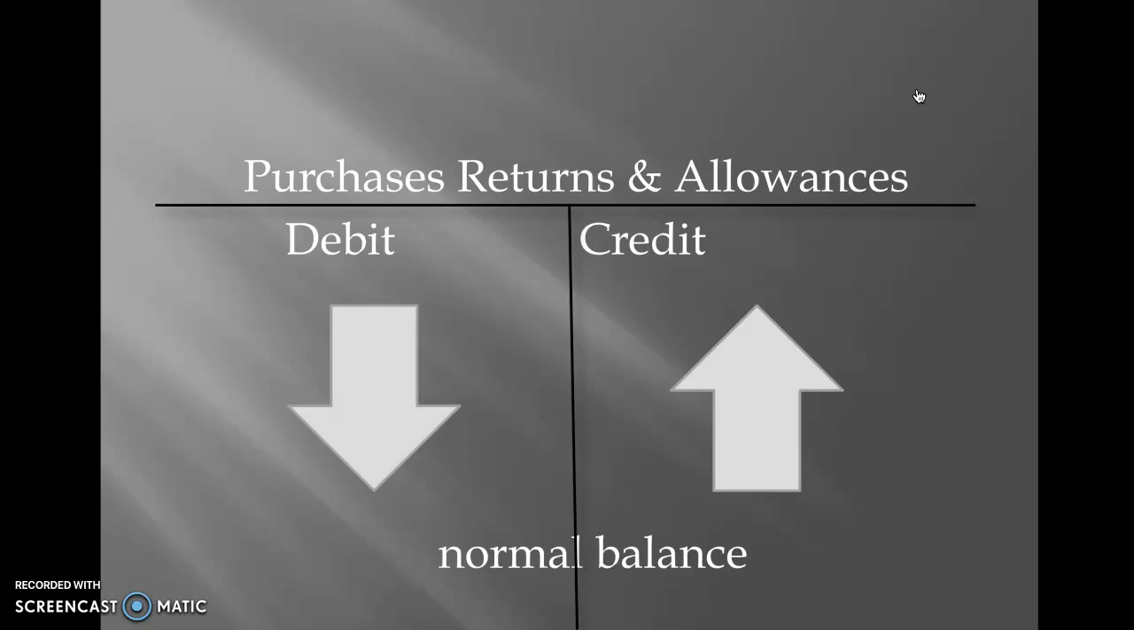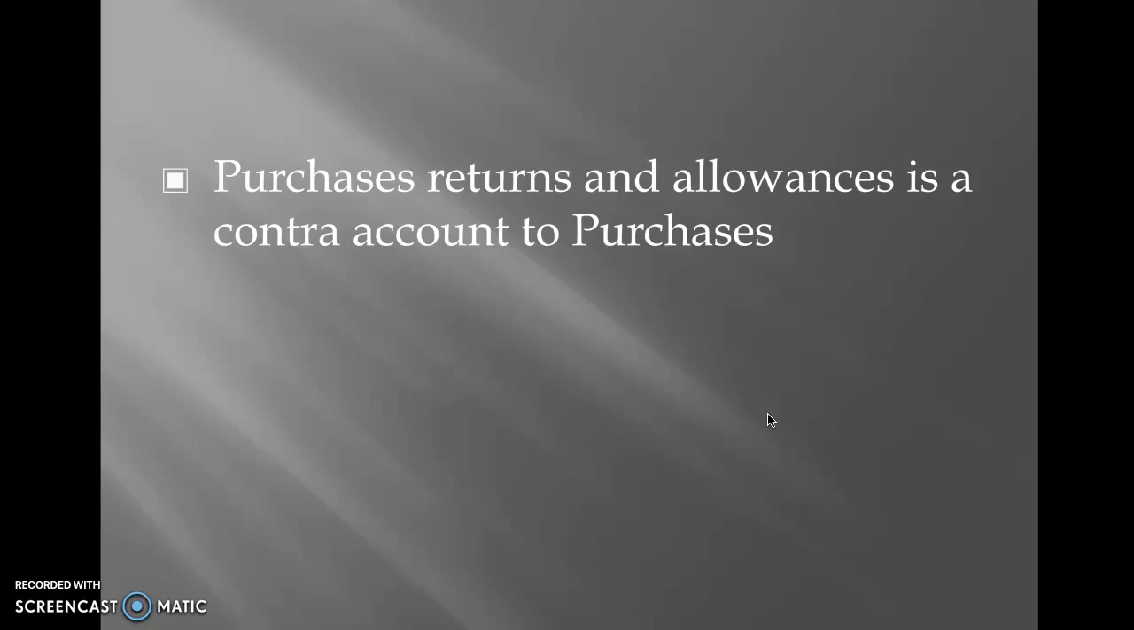So our account for that will be purchases, returns, and allowances. It decreases on the debit. Increase and normal balance should be over here on our credit side. And just like we had a contra account the other day, purchases, returns, and allowances is also a contra account, and it's a contra account to purchases.